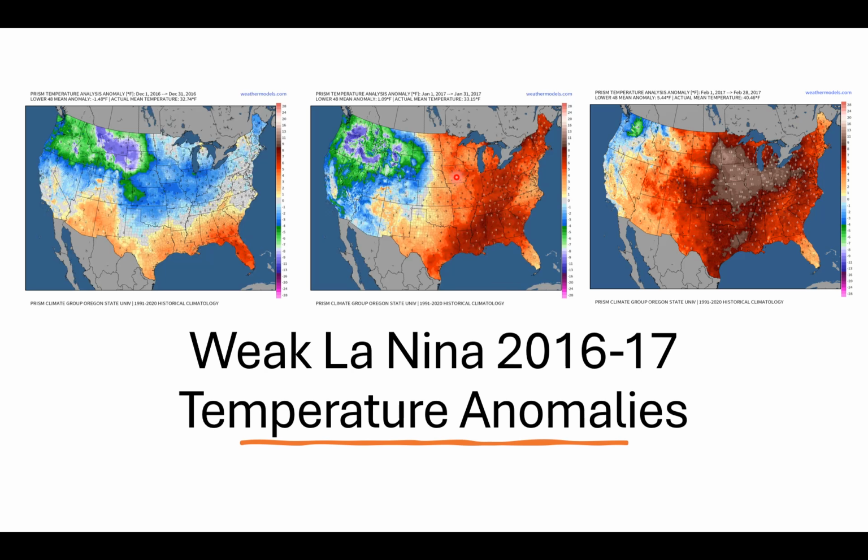This was well above normal, these temperatures in January of 17 with the weak La Nina now. And then over here on the far right is February of 17. Look how much above normal things are in this brown coloring across the Midwest. Just insane. The only below normal area was Washington State in February 2017. And again, this was during a weak La Nina winter.